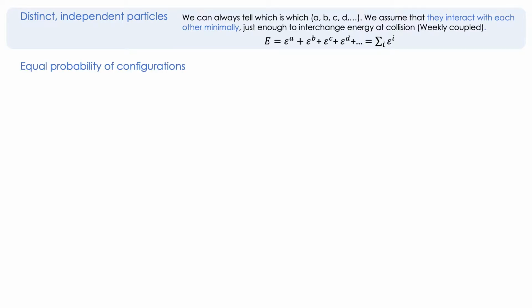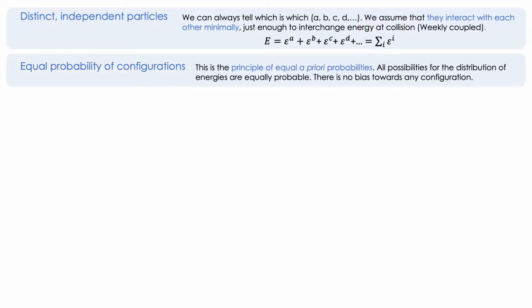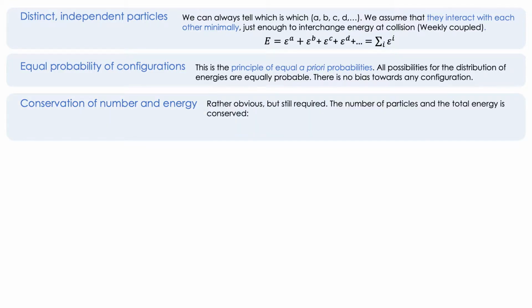We also assume that there is equal probability of configurations. This is called the principle of equal a priori probabilities. All possibilities for the distribution of energies are equally probable, and there is no bias towards any configuration. We also assume that there is conservation of number of molecules and energy. This is rather obvious, but still required. The number of particles and the total energy in our system is conserved.